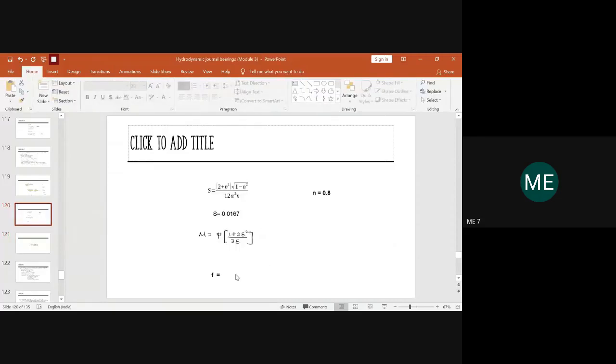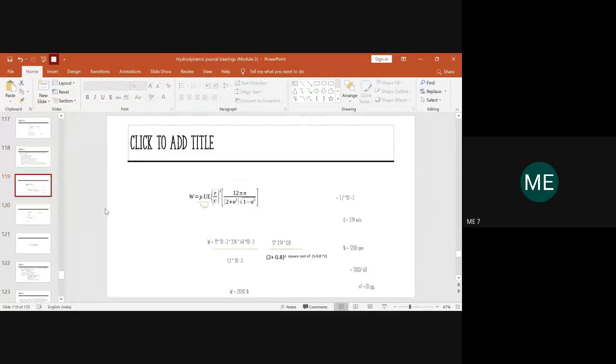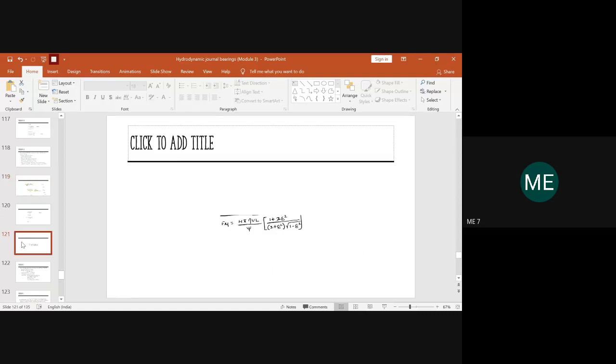How much do you get for the coefficient of friction, everyone? Substitute the value of diametrical clearance ratio into (1 plus 2n square) upon 3n. The value of n is 0.8 and the value of diametrical clearance ratio we have calculated is 1.2 into 10 raised to power of minus 3. So what is the value you get for coefficient of friction?